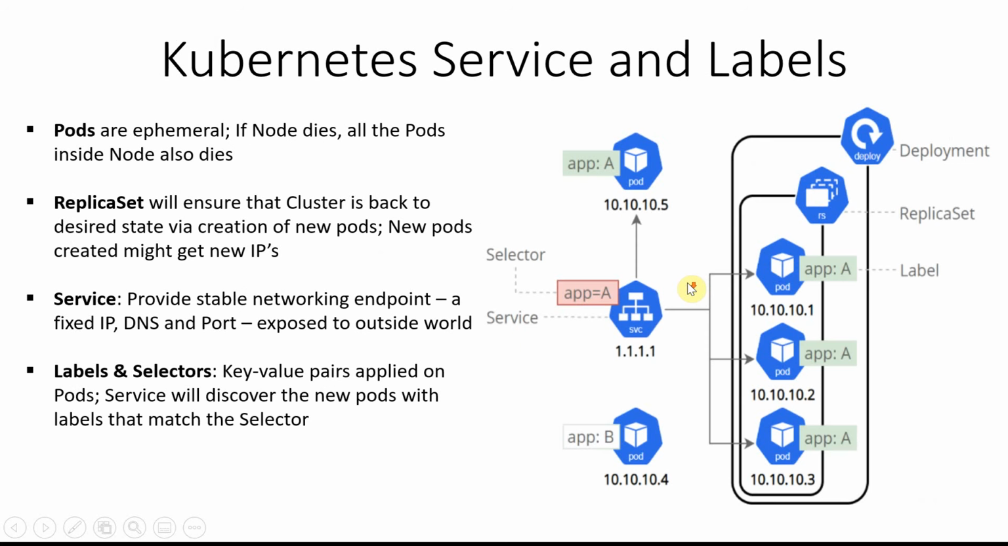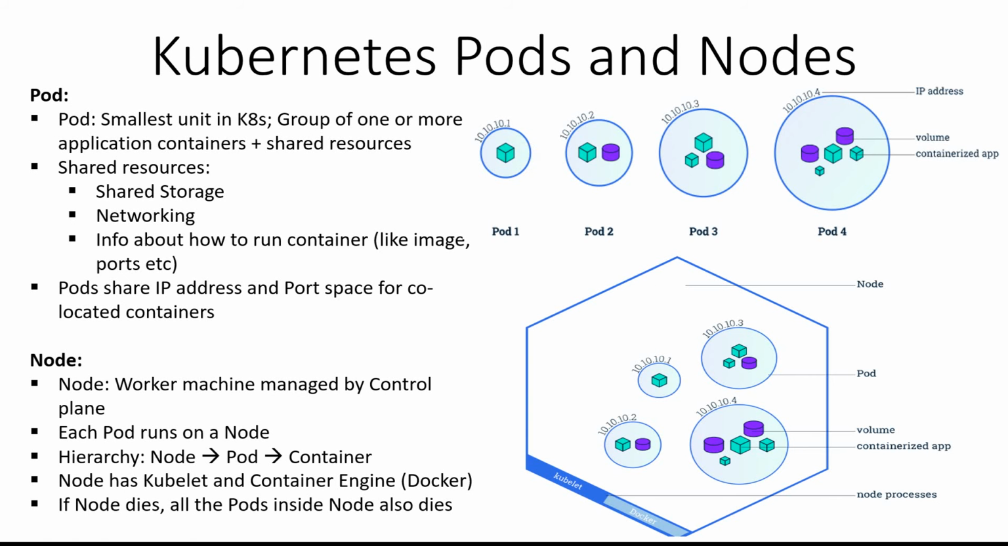Okay, let's move on. So now let's look at service. Again, this is another terminology within Kubernetes. As you see here, this node has multiple pods, right? Each pod has an IP address, 10.10.1, 10.2, 10.3, 10.4. So there are four IP addresses associated with each pod, right?